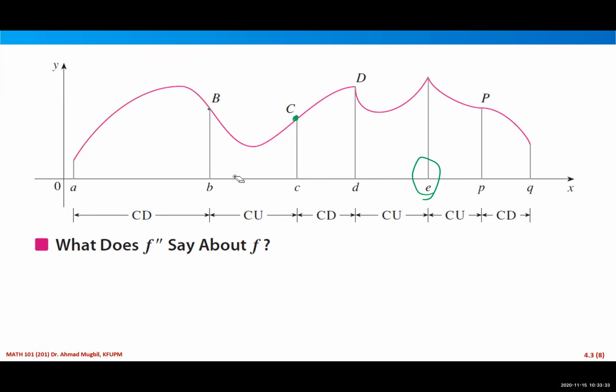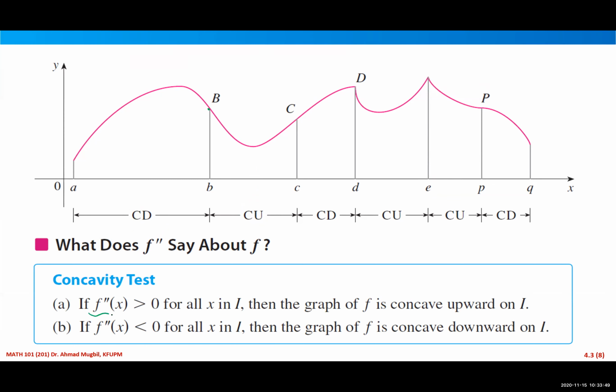Now, we will answer the question: what does the second derivative say about the original function? This is what is called the concavity test. If the second derivative is positive over a specific interval, then the graph of the function itself is concave up on that interval. And if the second derivative is negative over a specific interval, then the graph of this function is concave down over that interval. And I think it is clear.